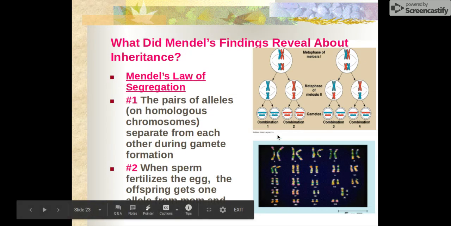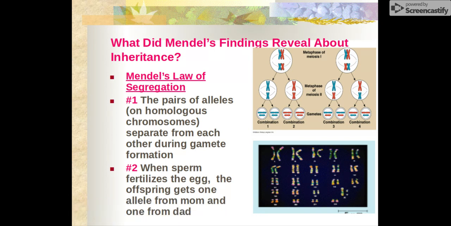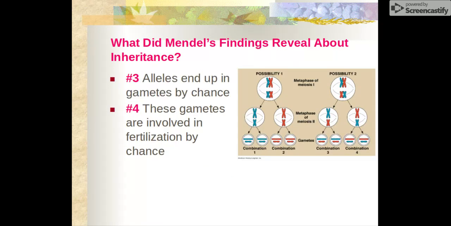So we have Mendel's law of segregation that he came up with. The pairs of alleles separate from each other during gamete formation. We know this. This is the law of independent assortment. When sperm fertilizes the egg, the offspring gets 1 allele from mom and 1 allele from dad. So we get these brand new combinations of genes in these new individuals.